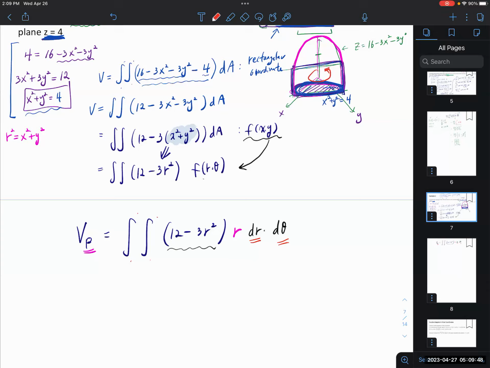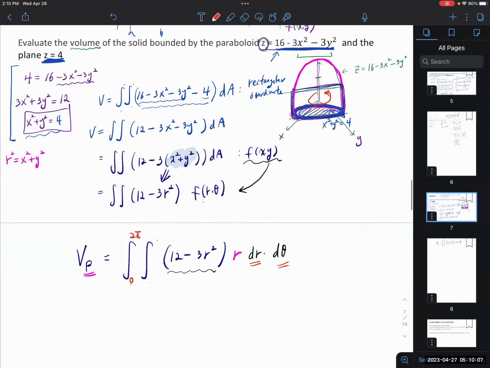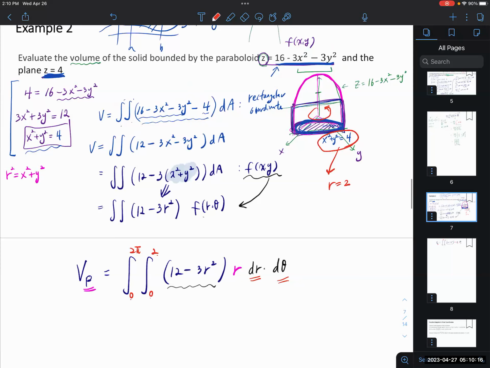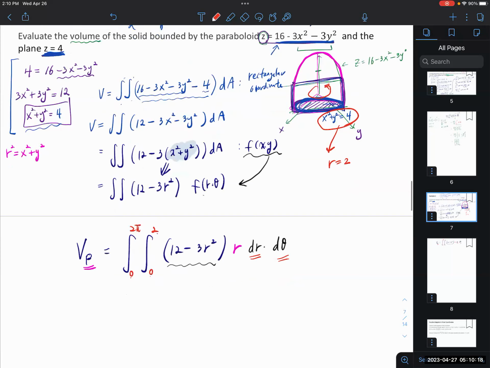So always, if you don't have any restrictions saying that it's going to be only the first quadrant or second quadrant, it's always going to be 0 to 2 pi, because that's the whole angle. So it's going to be 0 to 2 pi for theta. Now the question is the radius. Do we have any radius information right there? So from here, the radius is 2, so we have 0 to 2 for the radius. So you are using the given information we found out. That's how you're going to find the answer.